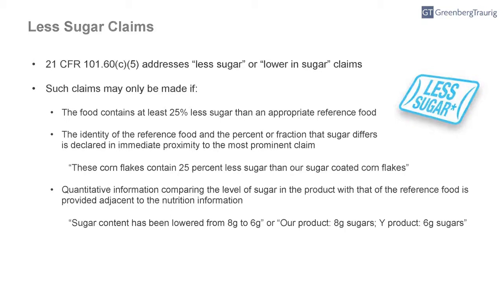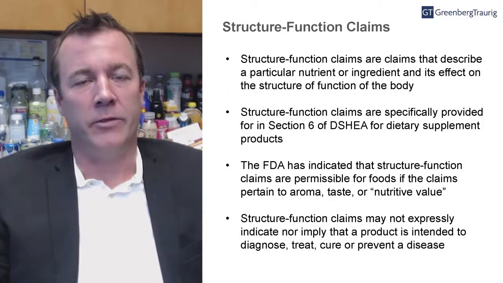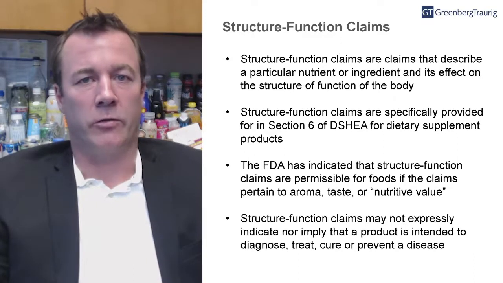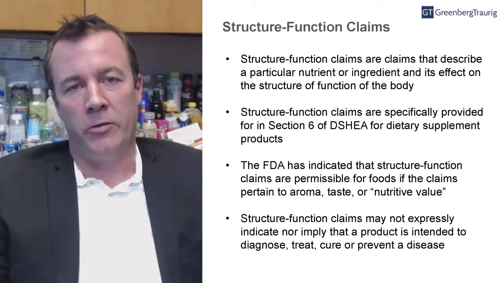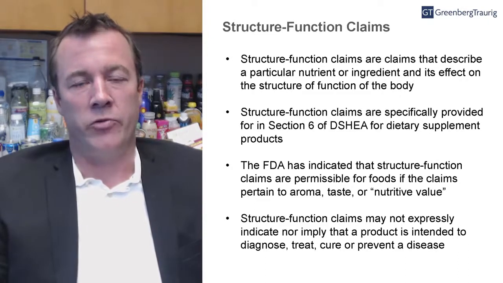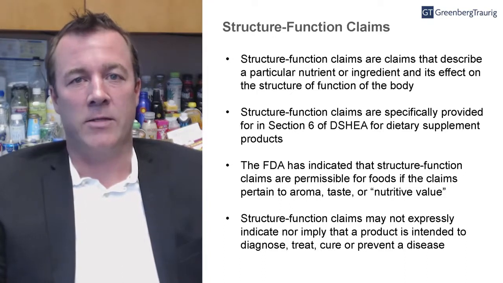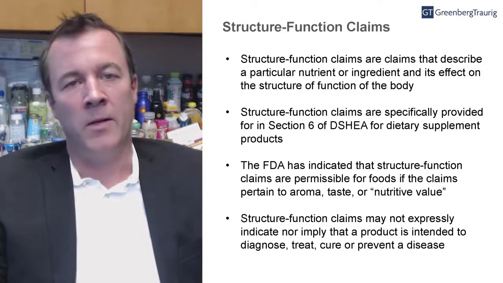The next category of claims that are often used to promote food products in the United States are structure-function claims. As I indicated earlier, structure-function claims are claims that describe a particular nutrient or ingredient and that nutrient or ingredient's effect on the structure or function of the body. Structure-function claims were specifically authorized for use in promoting dietary supplement products in the Dietary Supplement Health and Education Act of 1994.